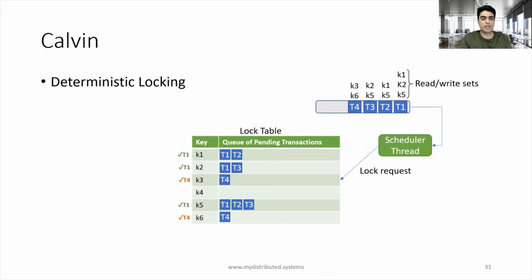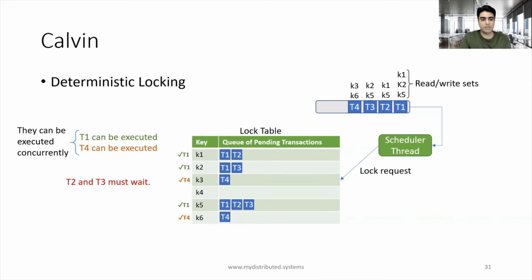So these two transactions are ready to go. Here is where the concurrency of deterministic locking shows up: these two transactions can be executed concurrently, right? In the actual serial execution we cannot do that, but with deterministic locking we can. The other two transactions, T2 and T3, must wait for T1.